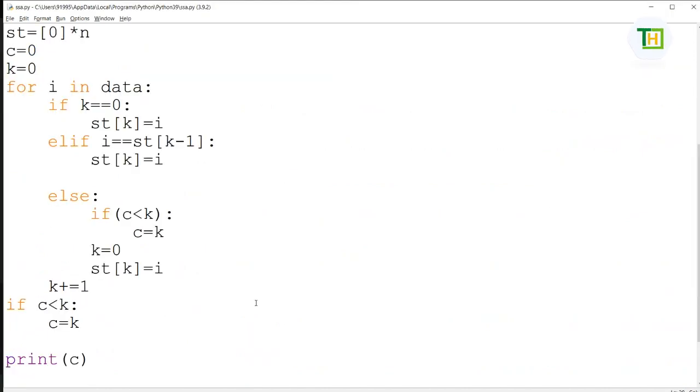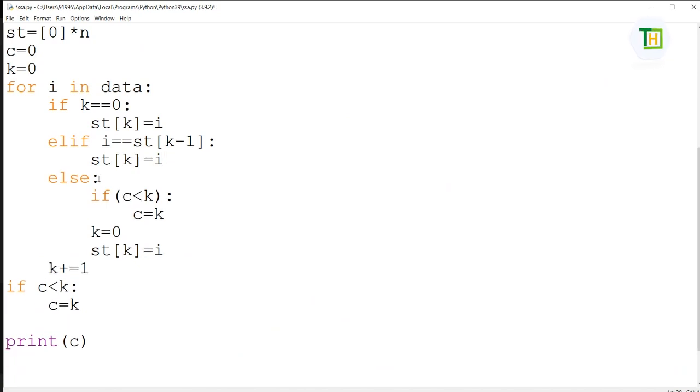A small mistake when I'm writing here. If it is 0, I have to put the value in 0th position. Then I have to increment the k value. I'm missing the incrementation here. That is the mistake. Okay. Just observe the code here, everyone.